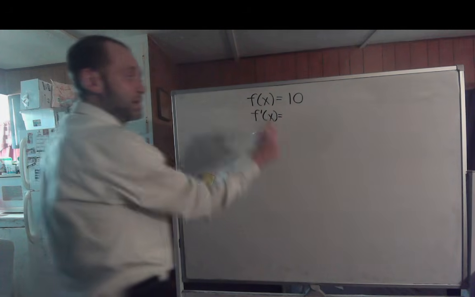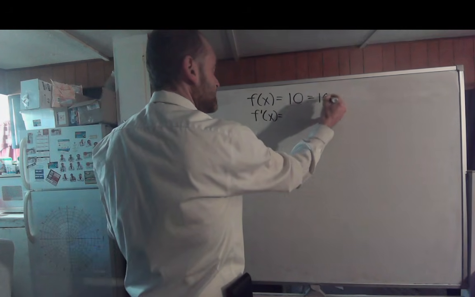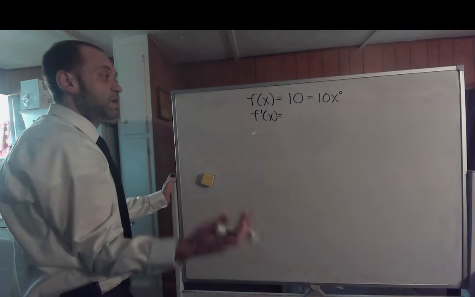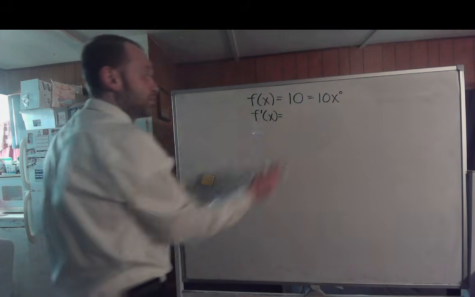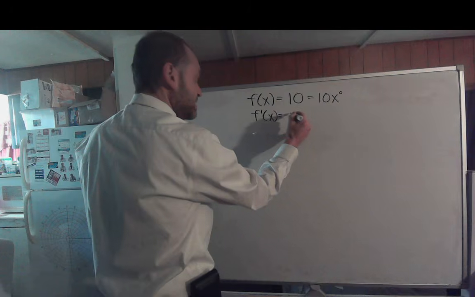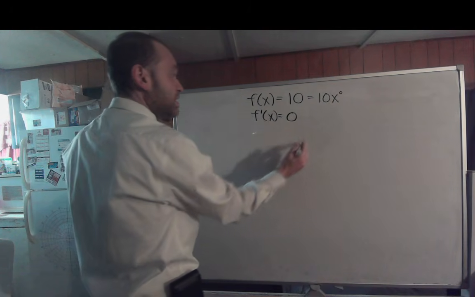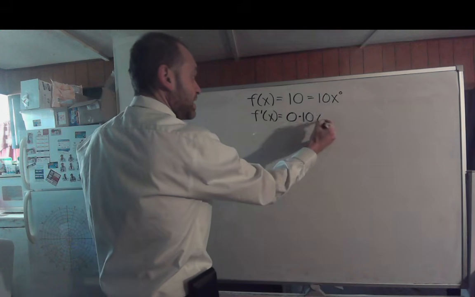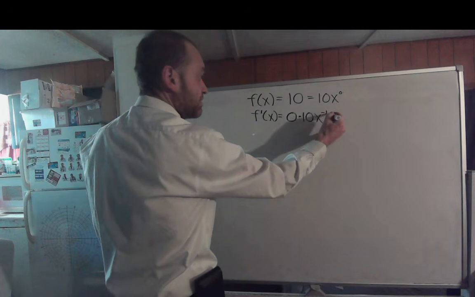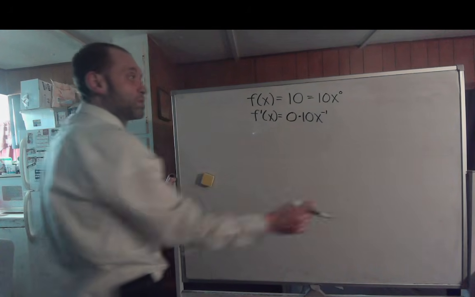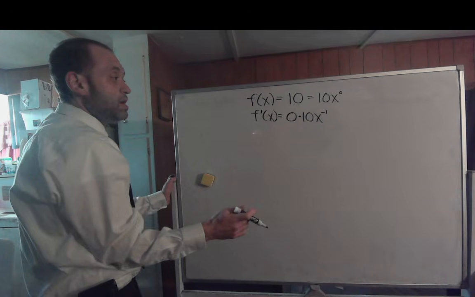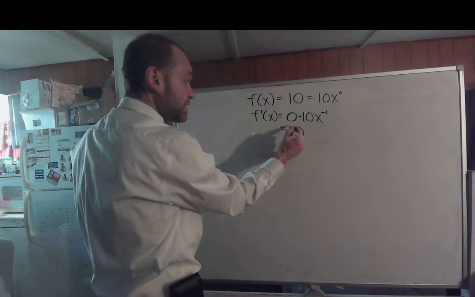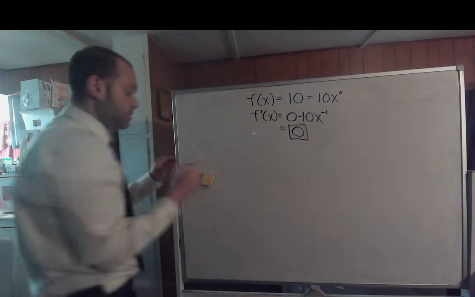Well, what do we know about 10? Isn't that the same thing as 10 times x to the 0? Because x to the 0 is 1. So according to the power rule for derivatives, we'll bring down that 0 times that 10 times that x, which would be raised to the negative first power since we lower the degree by 1, but 0 times anything is 0. So f prime of x in this case is going to equal 0.